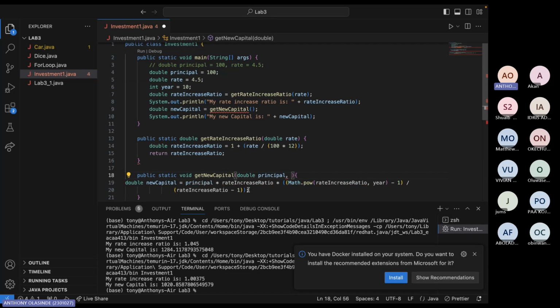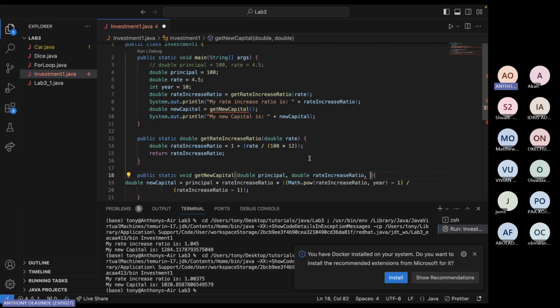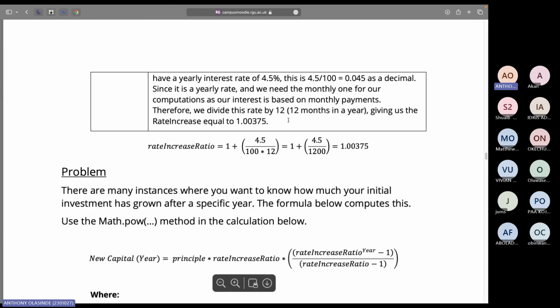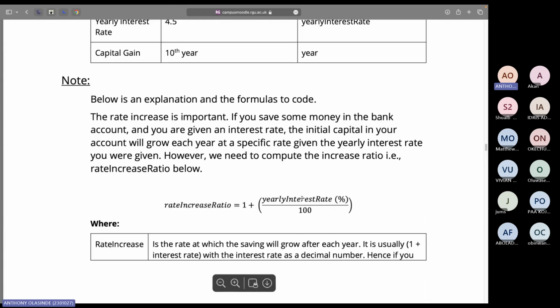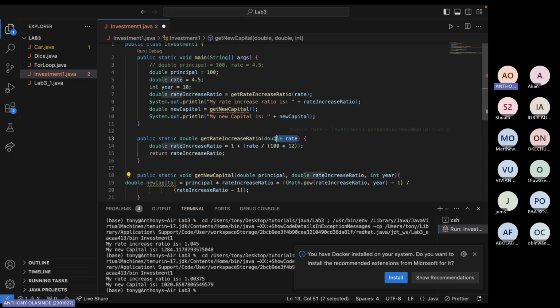The second one is rate increase ratio. So it's also a double rate increase ratio, right? The third one is year. So those are the 3 unique things that are actually here. So plug in year. That was the same thing we did with this one. The only variable we don't know here is year increase rate. So that was why the only thing we were collecting was rate.